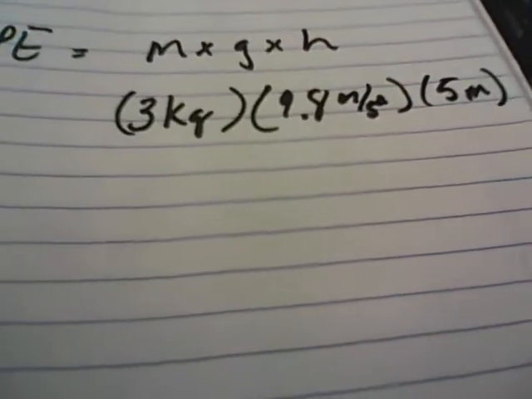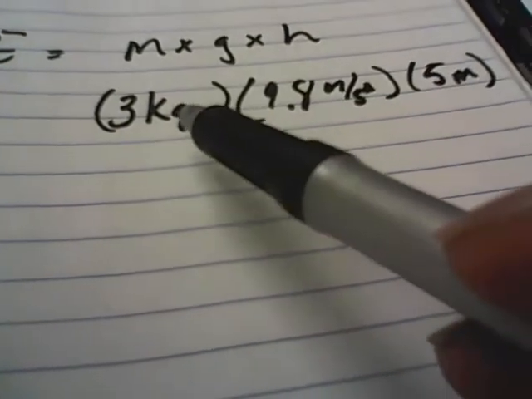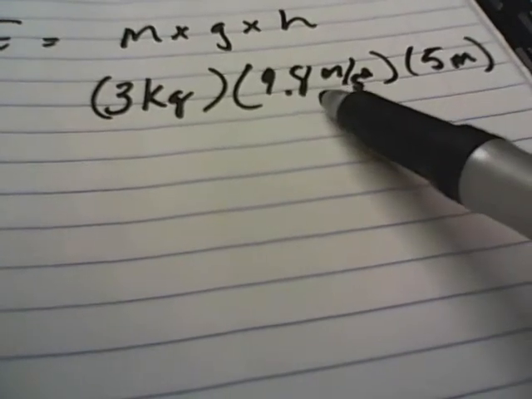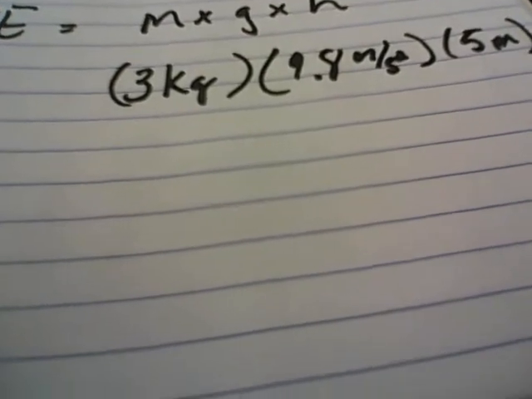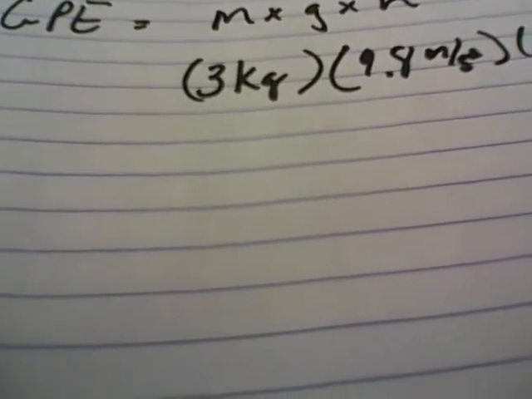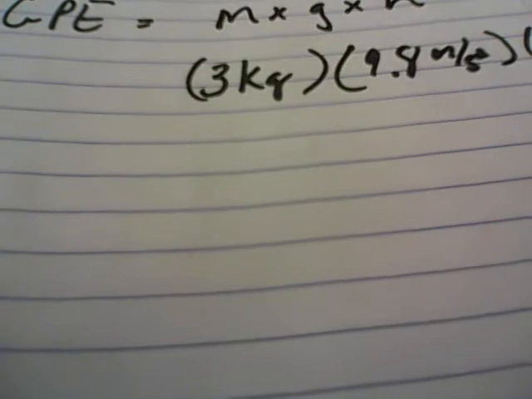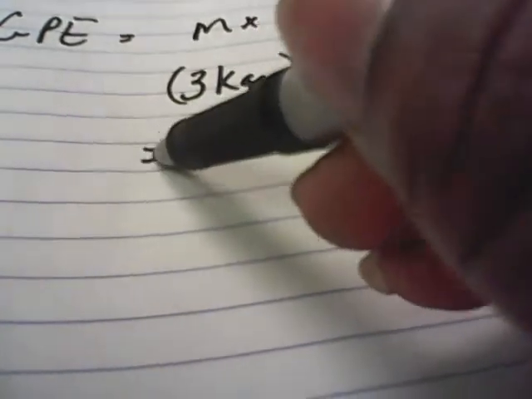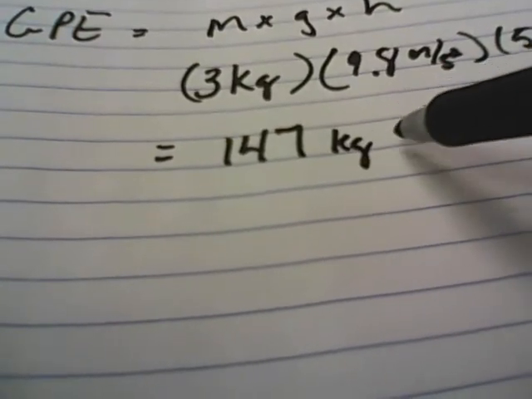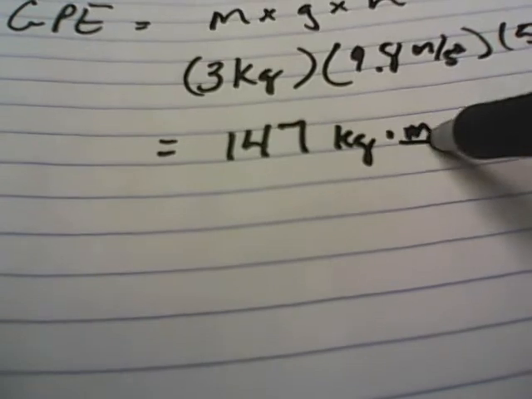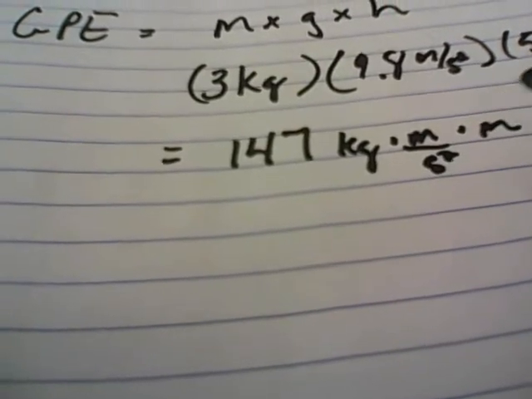All right, so now we have it. Just that simple. We have the mass, we have the gravity, which never changes, and we have the height. And so now we get out our handy dandy calculator, or I do, and hopefully you have yours because you'll need it. So 3 times 9.8 times 5 equals 147. So 147 kilograms times meter over second squared times meter.